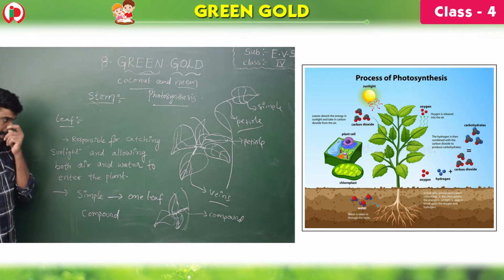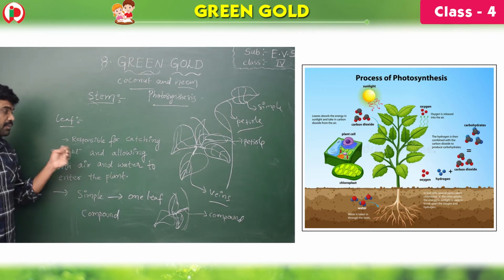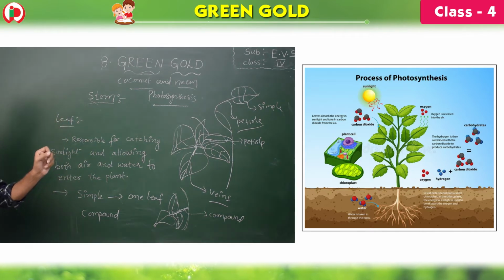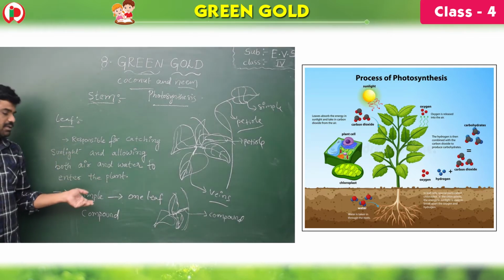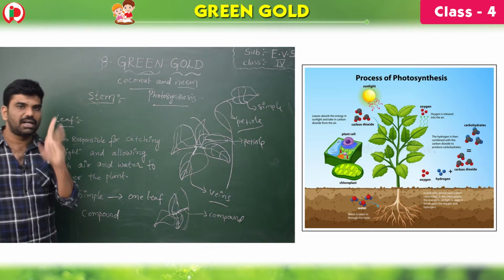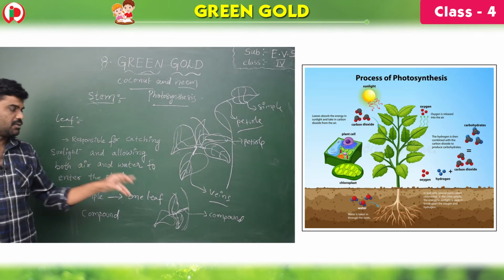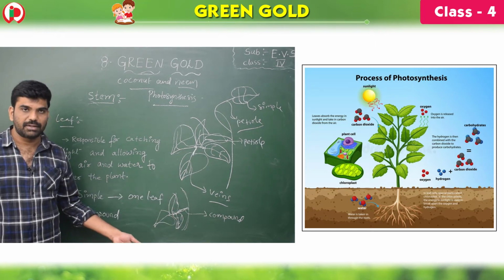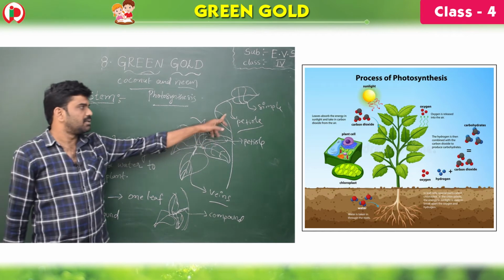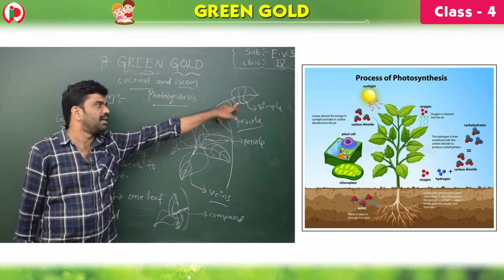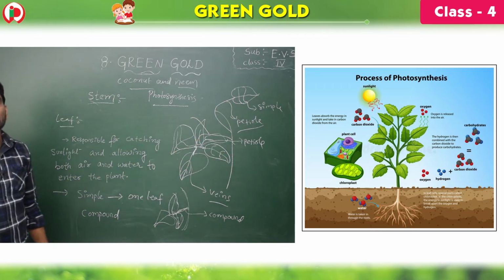Once again I tell, leaves are responsible for catching sunlight. They trap the sunlight and allow air and water to enter the plant. Here see, leaves might be simple or compound. Simple means only one leaf. Compound means more than one leaf, like 2 or 3 or even 4 to the petiole. Petiole is the stalk-like part where the leaf is connected to the branch.